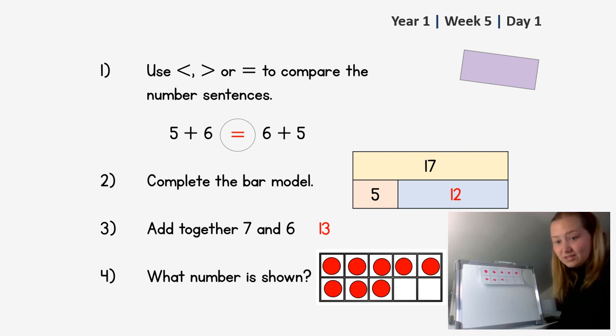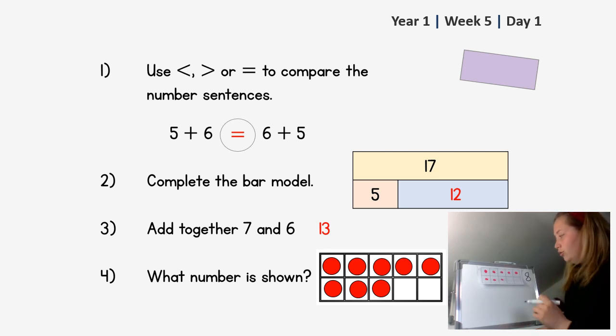Okay, so the last question on this page is a 10 frame, and it is asking you what number is shown. I hope this was super speedy for you, year 1, because we know it's not 10 because it is not complete. It is 2 away from being complete. Now, you could easily just count them. 1, 2, 3, 4, 5, 6, 7, 8.